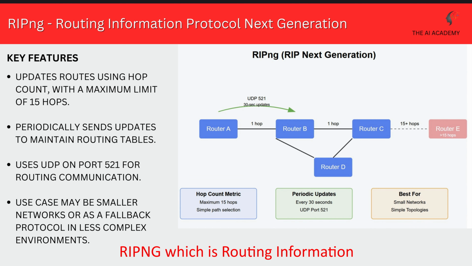Next is RIPng, which is Routing Information Protocol Next Generation. It is a simple distance vector protocol adapted for IPv6. RIPng operates similarly to RIP in IPv4 but supports IPv6-specific features. The key features are: it updates routes using hop count, with a maximum limit of 15 hops. It periodically sends updates to maintain routing tables, and uses UDP on port 521 for routing communication. The use case may be smaller networks or as a fallback protocol in less complex environments.